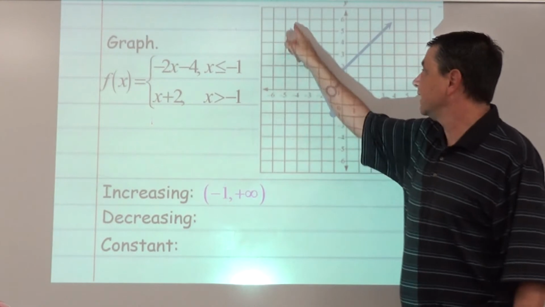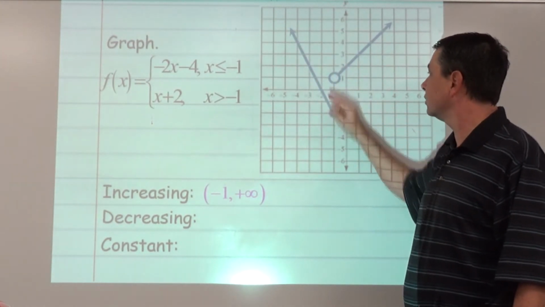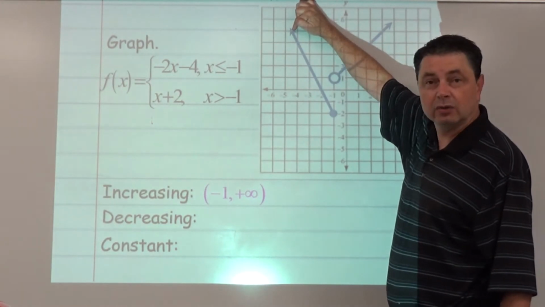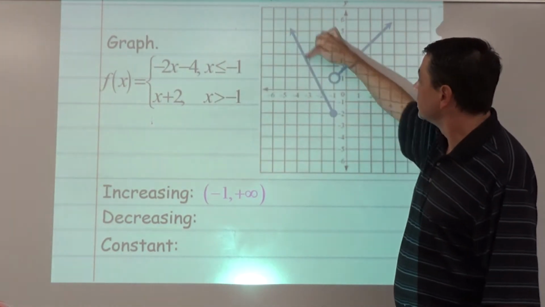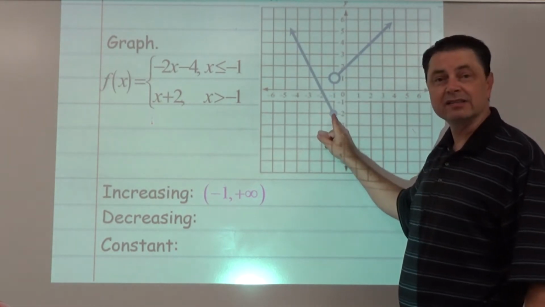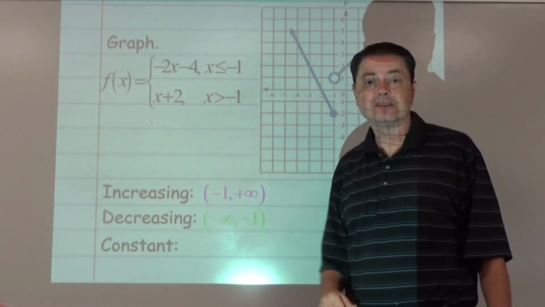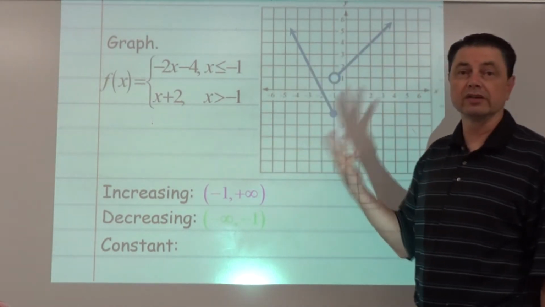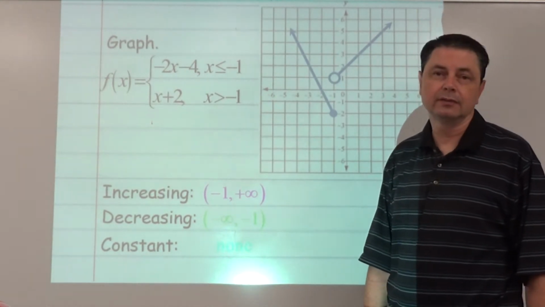Where is it going down? Again, we look at this from left to right, coming down, down, down. So it starts going down at, well, that's pointing left forever, negative infinity. Stops going down when x is -1. Where is it constant? Where is it horizontal? Where is it flat? Nowhere. So we would say none.